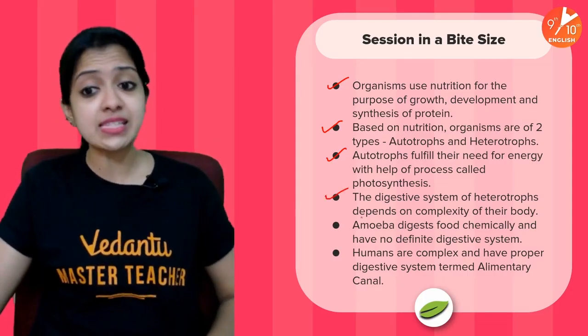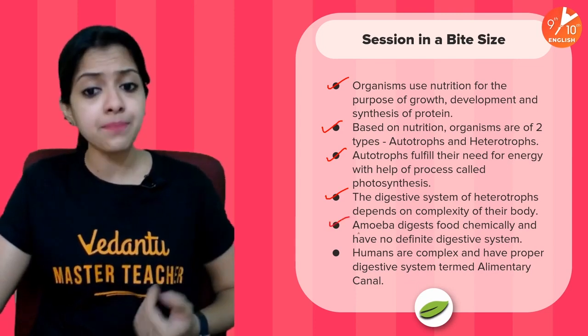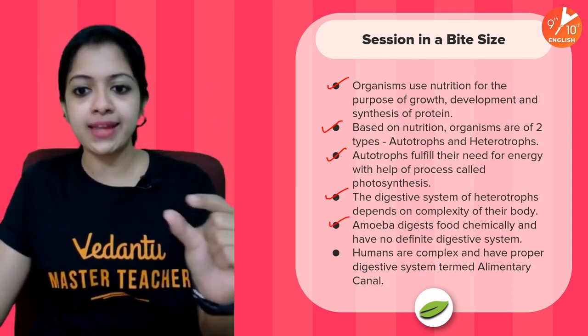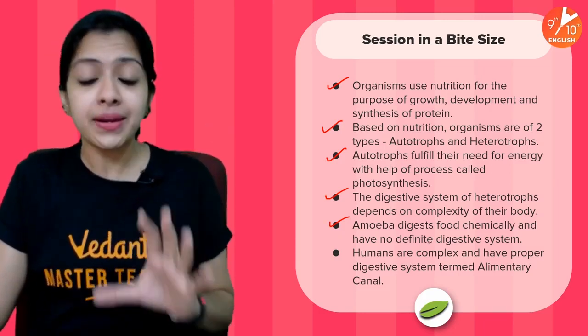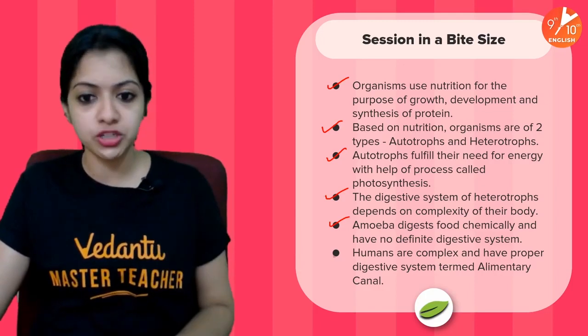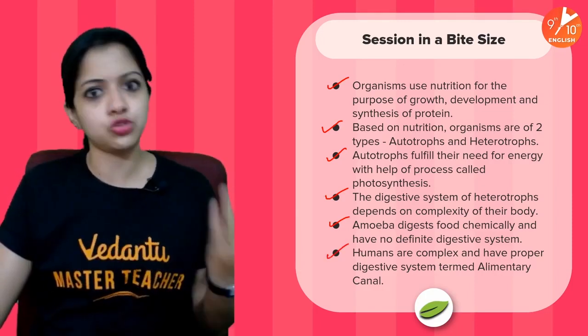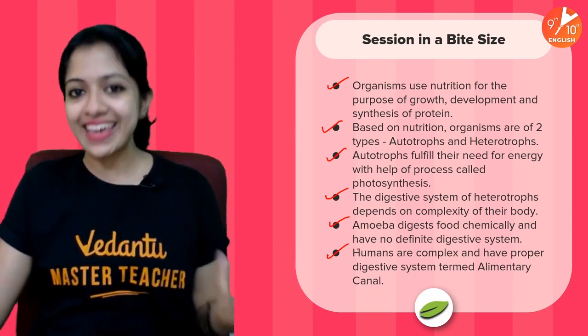The digestive system of heterotrophs depends on the complexity of their body. For example, amoeba, although it's a simple organism, it carries out holozoic nutrition, but it has no definite digestive system. Yet it carries out holozoic nutrition. Human beings are complex, they have a proper digestive system, which we call alimentary canal.